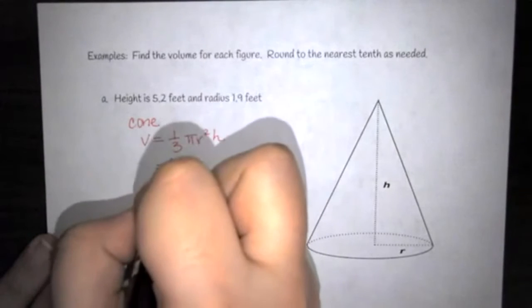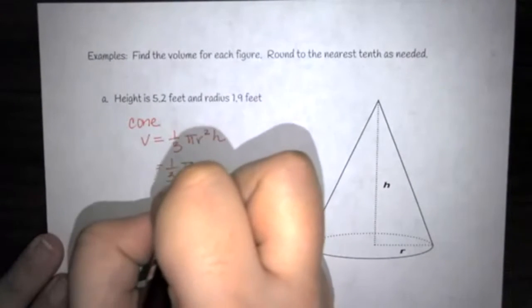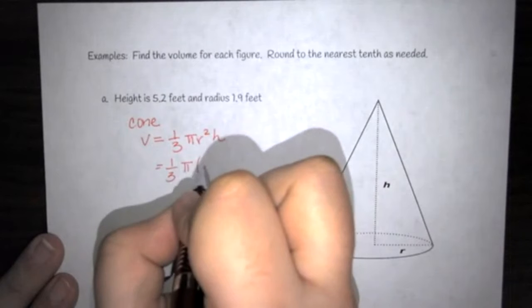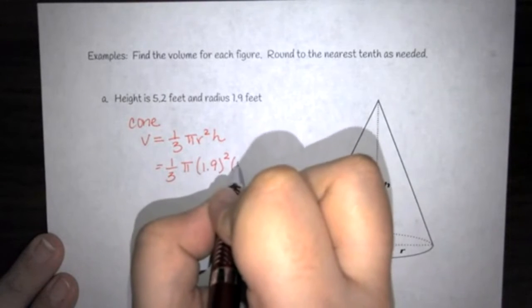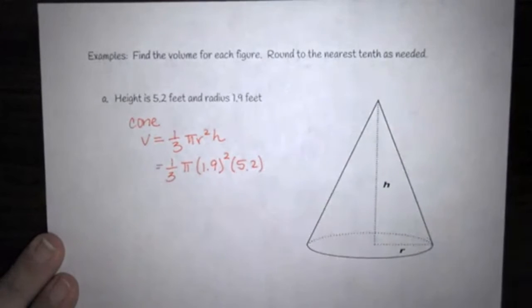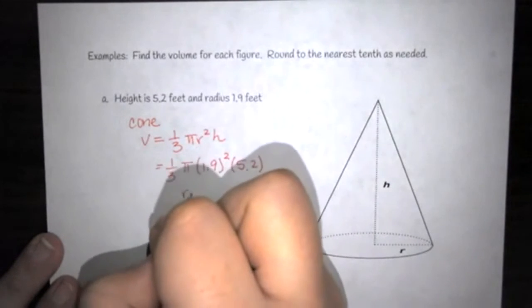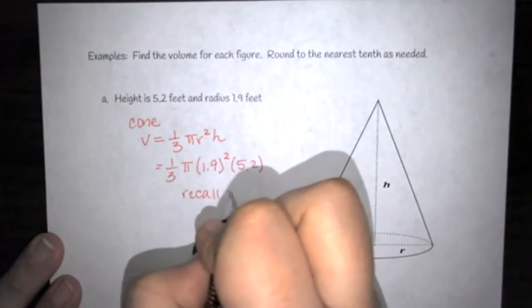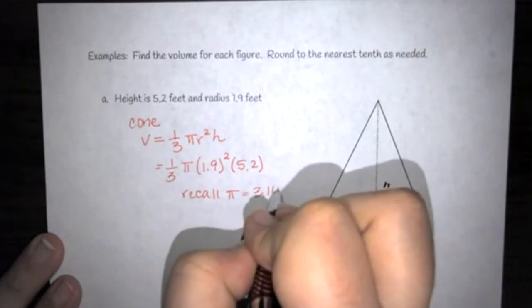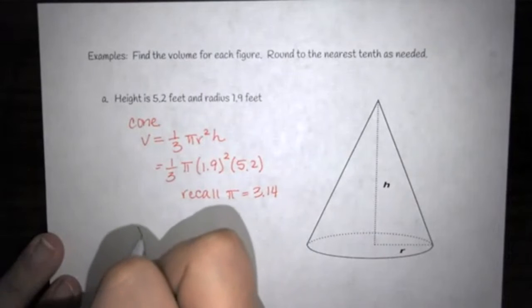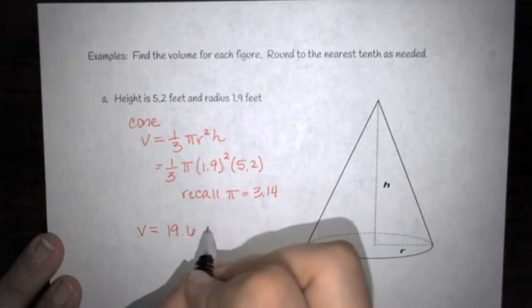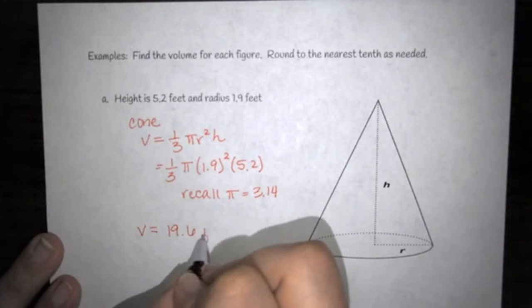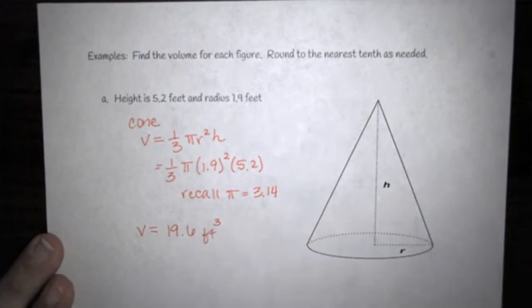What you simply need to do is plug in the information you have. So this is going to be 1/3 pi times your radius, which is 1.9 squared, times your height of 5.2. And what you need to remember here is, of course, that pi is 3.14. When you do that, you should come out with a volume of 19.6. My units were in feet, so this is feet cubed.